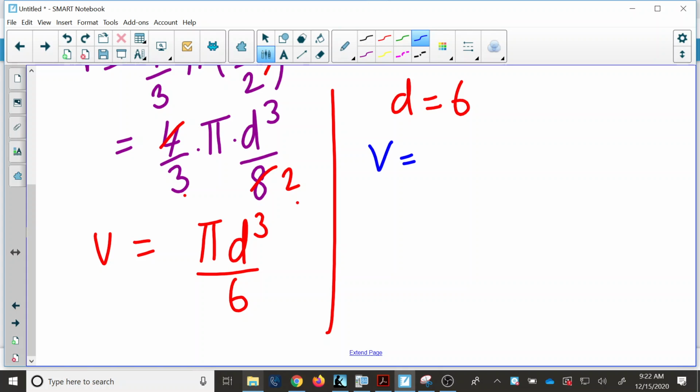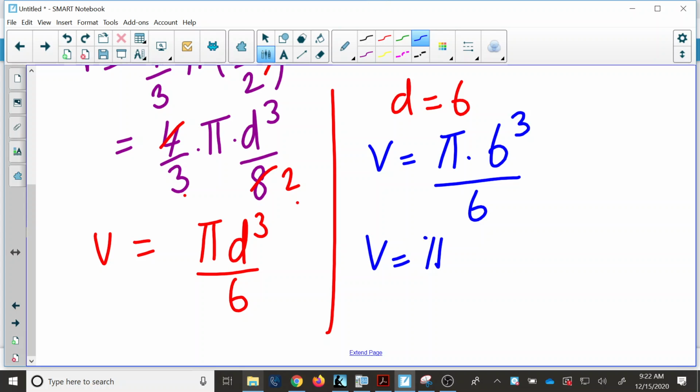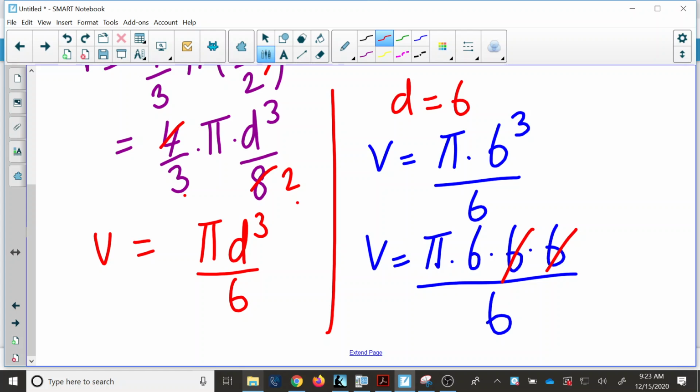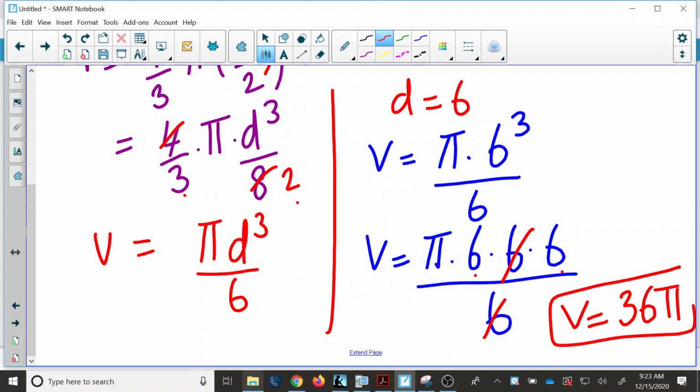V equals pi times d cubed over 6, with d equals 6. So 6 cubed over 6. Now I can write the 6 cubed as pi times 6 times 6 times 6, over 6. Now I can cancel out the 6, and then I got 6 times 6, 36. So V equals 36 pi. So that's going to be my answer.